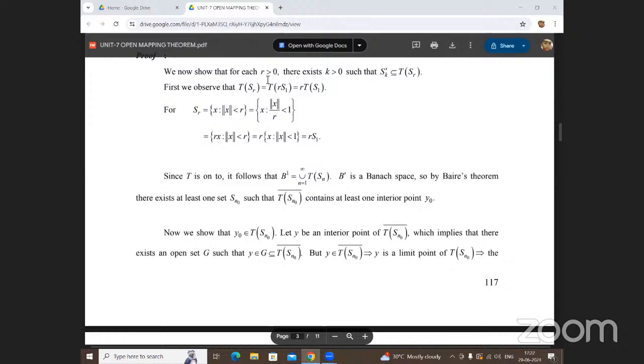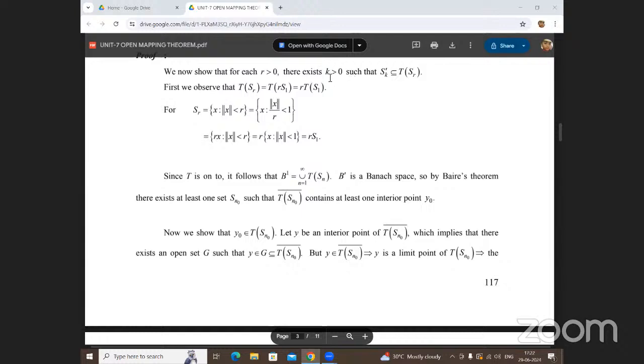First of all, we are taking one of the radii as small r. That small r is positive, so it is greater than 0. In the same manner, corresponding to this radius r, there exists k in B', which is also a radius, and k is also greater than 0.